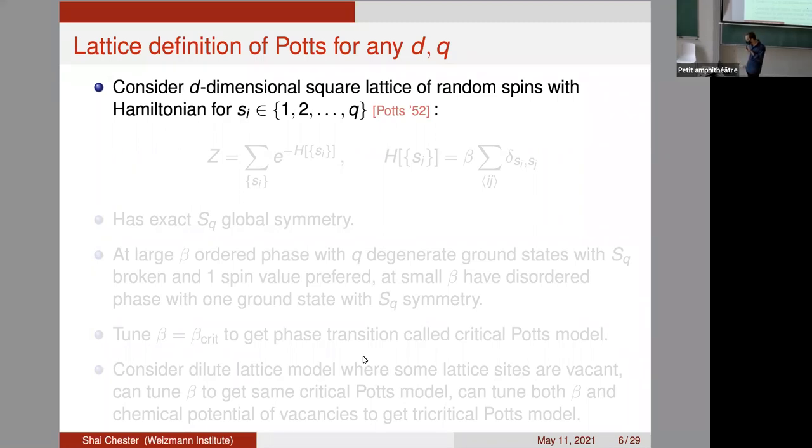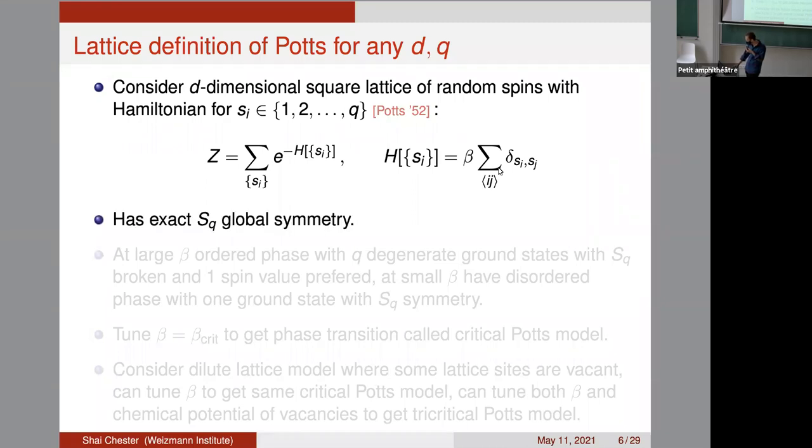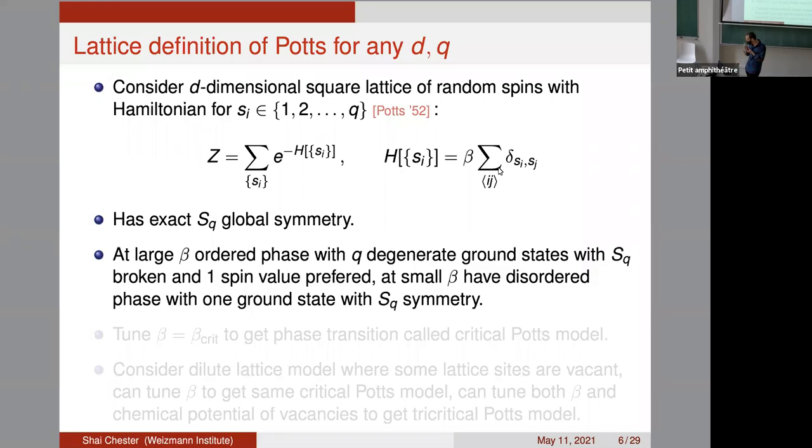So let's consider a D-dimensional square lattice of random spins with a Hamiltonian where the spins go from 1 to Q. And it's just a simple Hamiltonian, so you just have nearest neighbor interactions. This was the thing originally studied by Potts back in 1952. You can note that this exact partition function has S_Q global symmetry, just by permuting all these spins. So we can now see what happens to this lattice model as we change the inverse temperature beta.